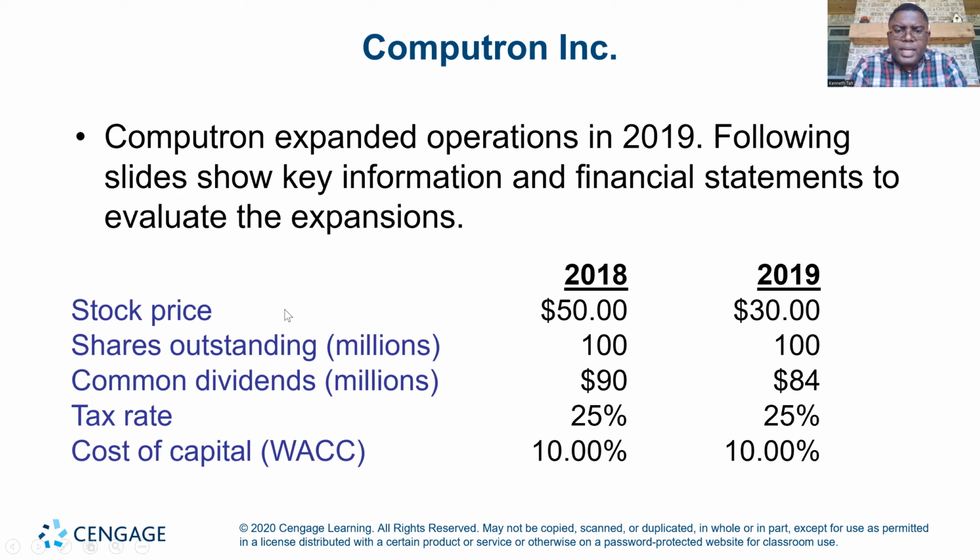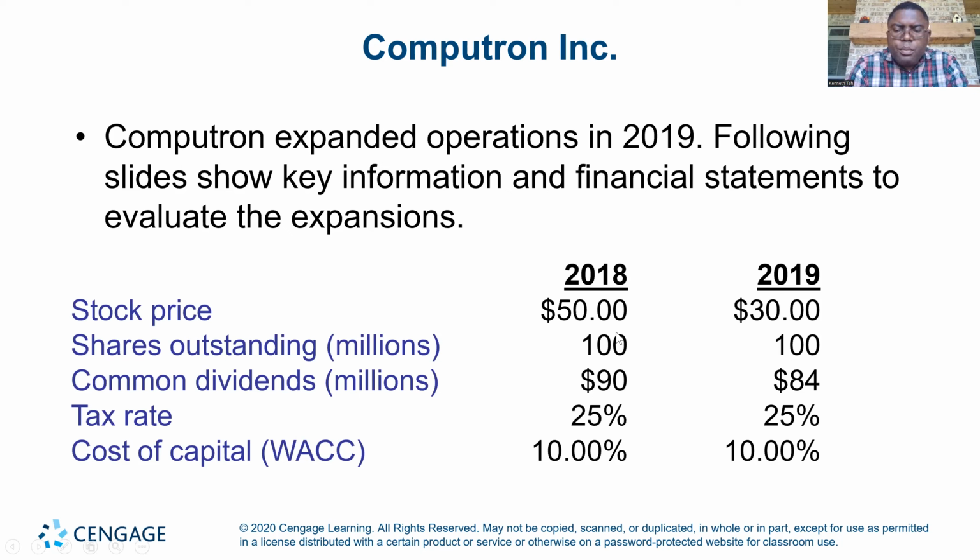We see the stock price that is given in 2018. It was $50 per share. And in 2019, there was a drop in the market price, in the stock price, from $50 per share to $30 per share, which is not a good thing. So it seems the market was not quite happy with what was taking place in this company. But we'll come to do a more in-depth analysis.